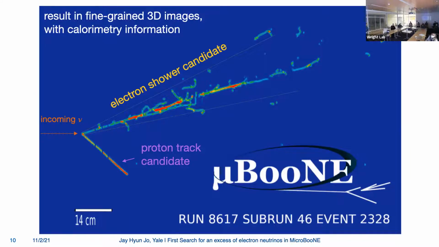There's an incoming neutrino, and this is the case of how the electron shower will behave with this cascade of particles. And attached, there is also a track here. This is actually the proton track candidate. So you can see that with the LArTPC we have this great fine-grained 3D image with great resolution, almost continuously, with the calorimetry information, as you can see from different colors representing different charge that we have detected in the liquid argon TPC.